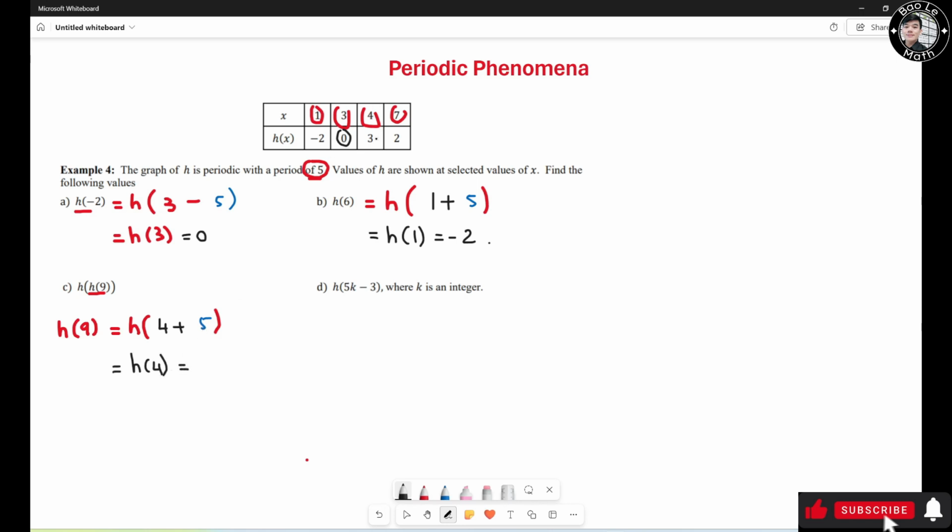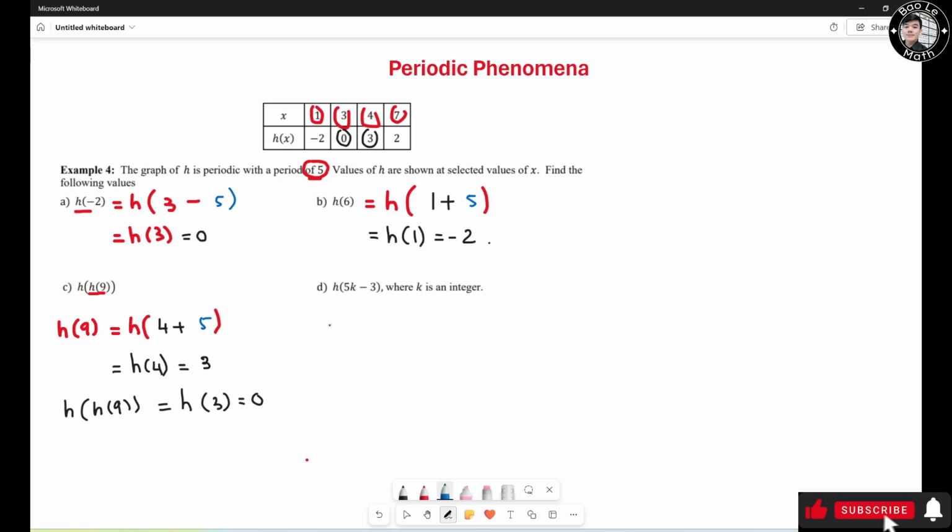Now, h of 4, I look at this one, it could be 3. So 3 right here. But it's not the final answer, because this is just the value of the inner function. Now, what we need to do is to calculate h of this guy right here. So h of h of 9 is the same thing as h of 3. And look at this one, h of 3 right here is going to be 0.